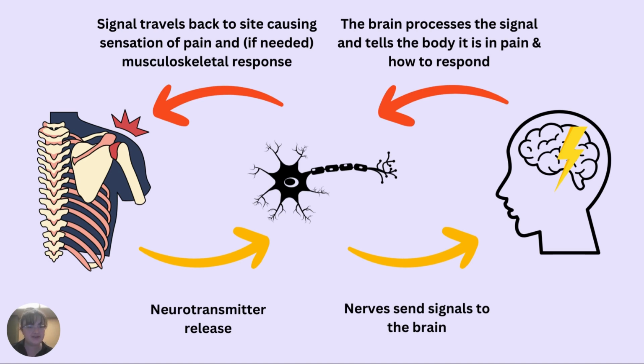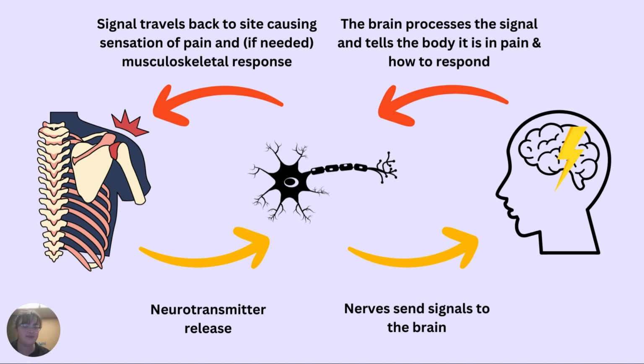So we've had that processing in the brain. Now the brain is going to send a response back down through the nerves, through the spinal cord, and then out to the peripheral nerves, where it is going to then tell, if we need it to, our body how to respond, or it's where we're going to really have that sensation of pain.